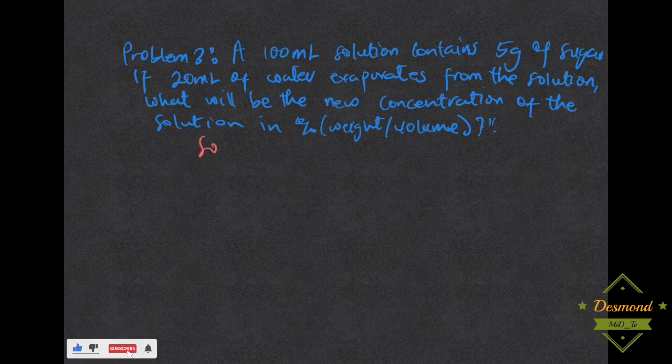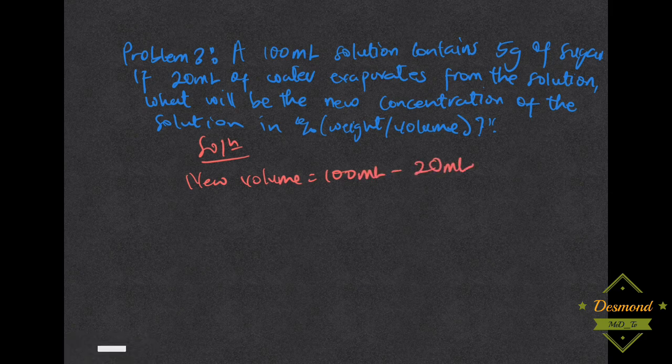Now, after that, what you need to do is to calculate the new volume. So, our new volume should be equal to 100 ml minus 20 ml. The 20 is what was evaporated. The 100 ml is the total amount of fluid that we have. So when we do it, we should get 80 ml after the evaporation.